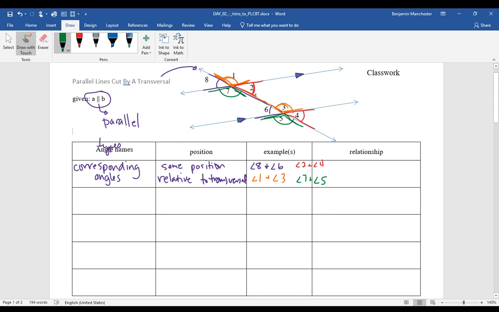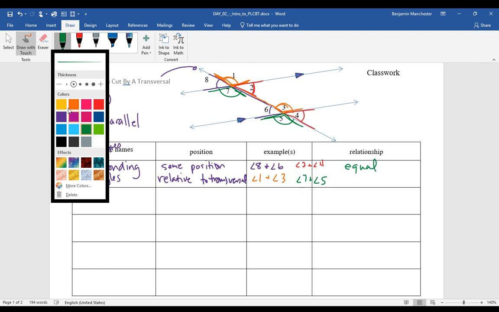Okay, now the relationship here is we're looking at their measures. Their measures are in fact going to be equal. So the algebra that we're going to do is you're going to set the equations equal. So if we know angle 8 and angle 6, then you set their expressions equal. And that's the corresponding angle postulate, which says corresponding angles are congruent, which means their measures are equal.